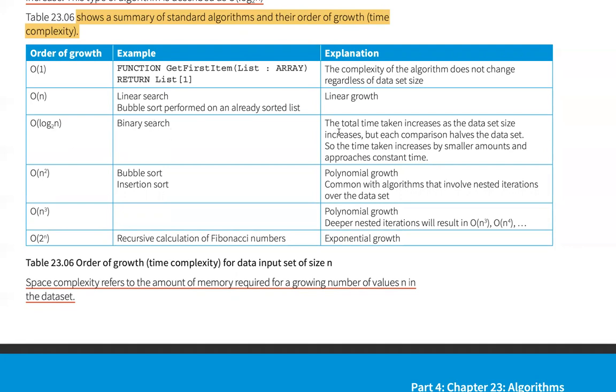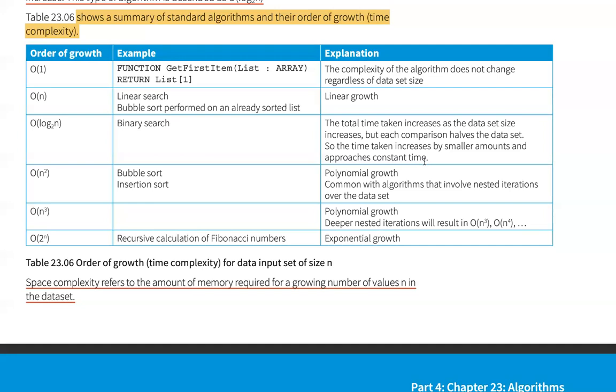Similarly, for binary search, the total time increases as the data size increases, but each comparison halves the data set. So the time taken increases by smaller amounts and approaches a constant time. So at some point, the time required for the size of the array stops increasing and it becomes a standard time. It's not mentioned here what that size of the array can be, but it's seen that this order of growth function applies for binary search.